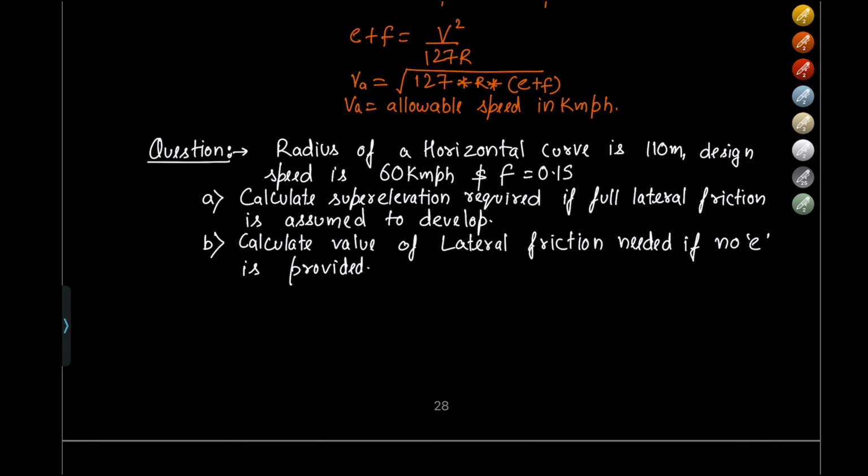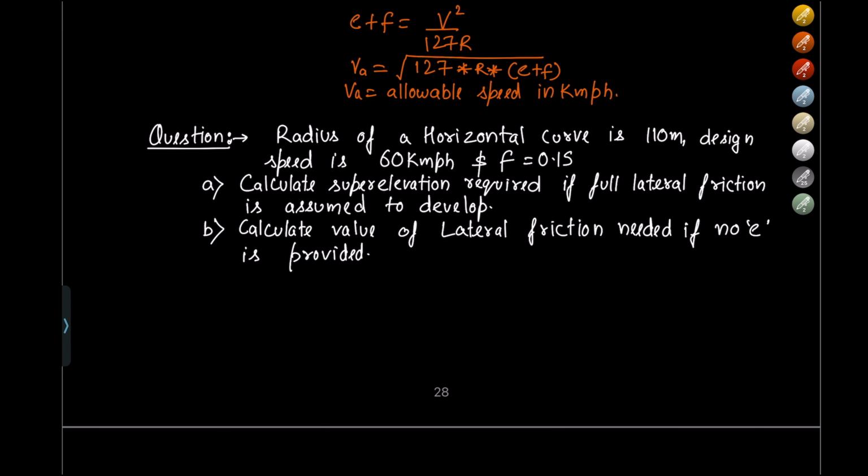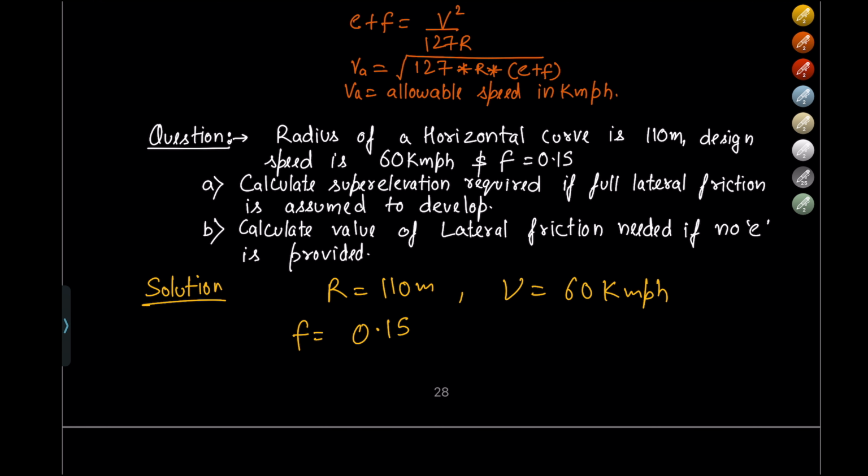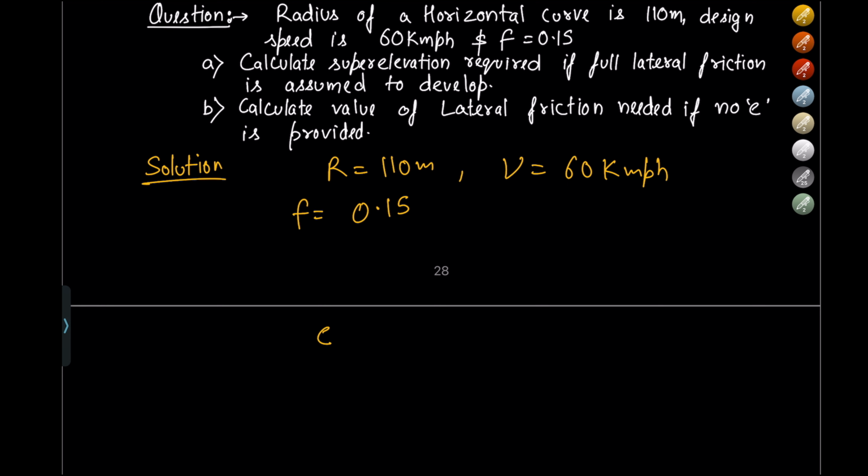The radius of the horizontal curve is 110 meters. Design speed is 60 kilometers per hour, and F is 0.15. Calculate the super elevation required if the full lateral friction is assumed to develop. We'll approach this question as: R is given as 110 meters, velocity is given as 60 kmph, and F is equal to 0.15. So super elevation can be calculated as E plus F is equal to V square upon 127 R.